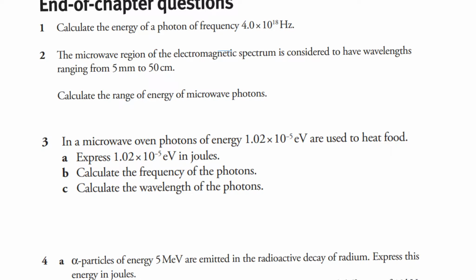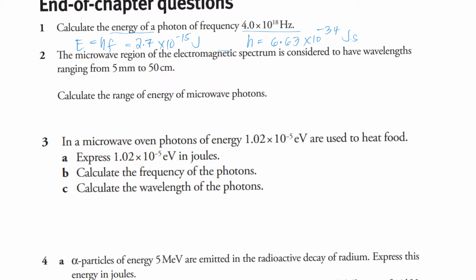Number 1. Calculate the energy of the photon, given the frequency. All you have to do is write your equation. E equals h times f. h is a constant, the frequency is given, so we can calculate that one. Our answer here is 2.7 times 10 to the minus 15 joule. So I'll write here the constant. The Planck's constant h is 6.63 times 10 to the minus 34 joule seconds.